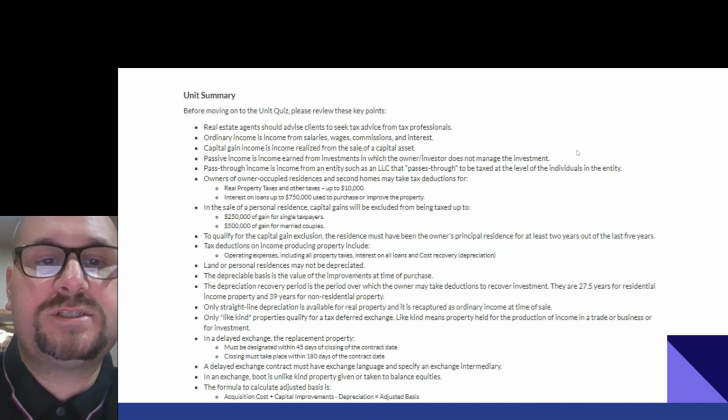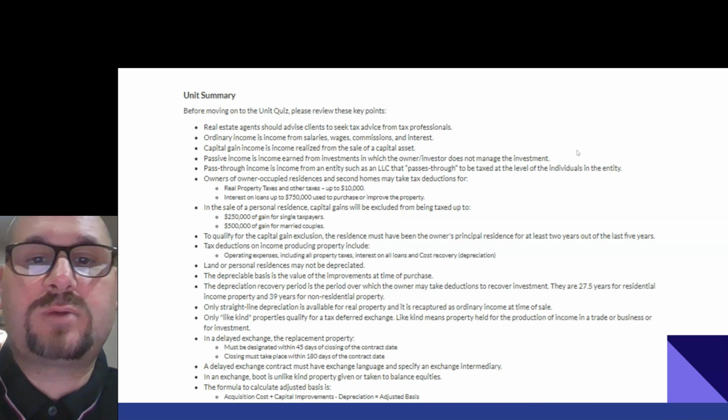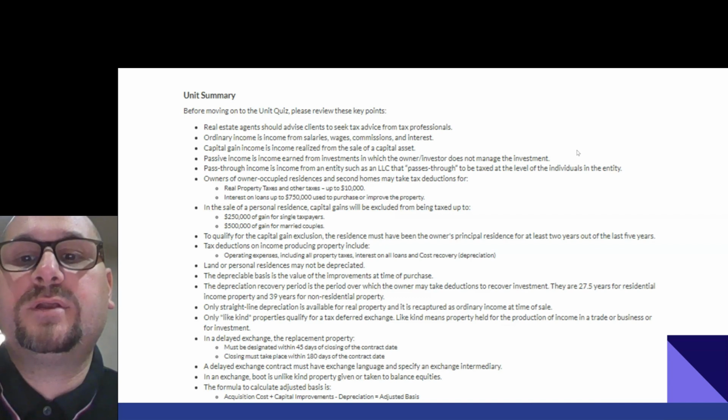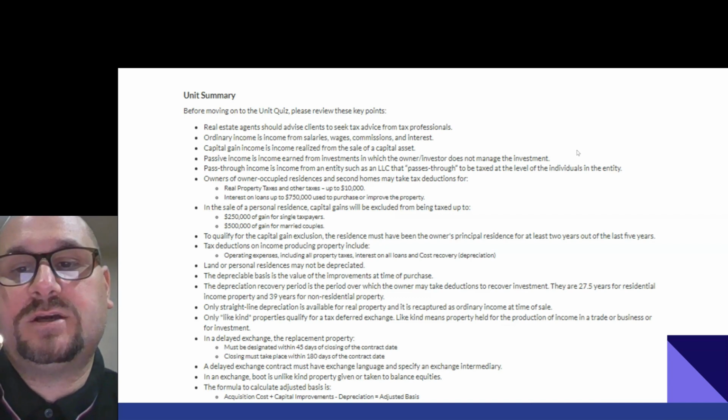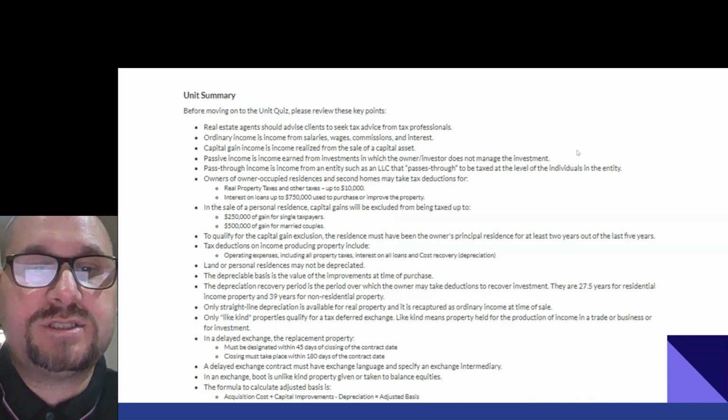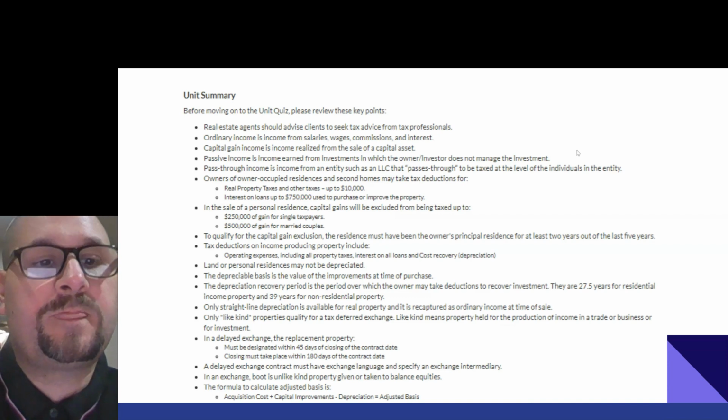Only straight line depreciation is available for real property, and it is recaptured as ordinary income at time of sale. So again, only straight line depreciation is available for real property.